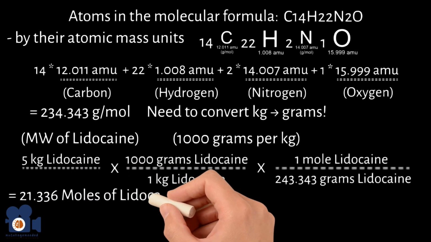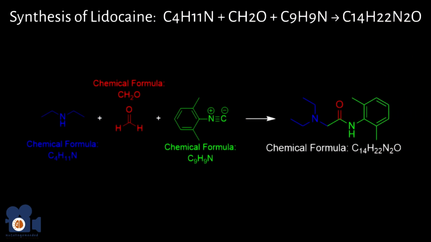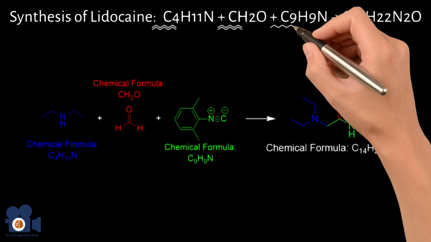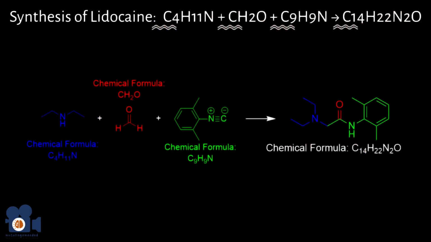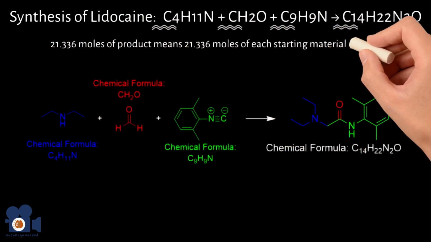21.336 moles of lidocaine. Looking at the synthesis again, you see that it is a 1-to-1-to-1 reactants going to one product, since there are no coefficients in the formula. C4H11N plus CH2O plus C9H9N going to C14H22N2O. This means that you'll need 21.336 moles of each starting material.